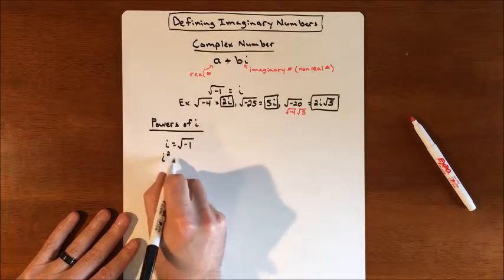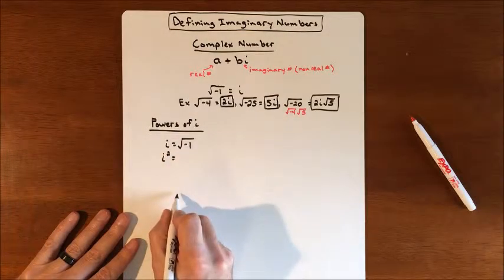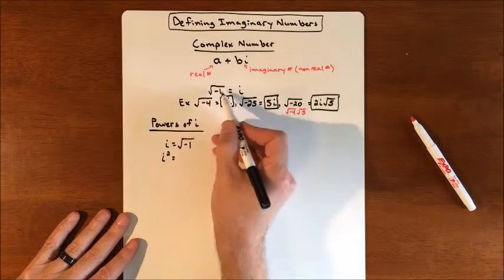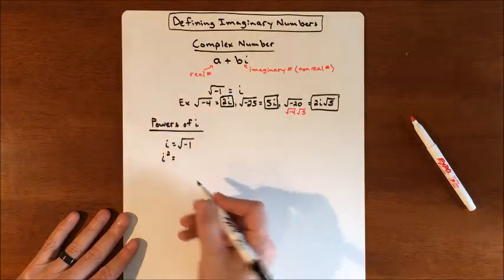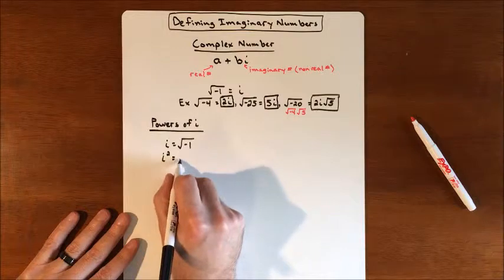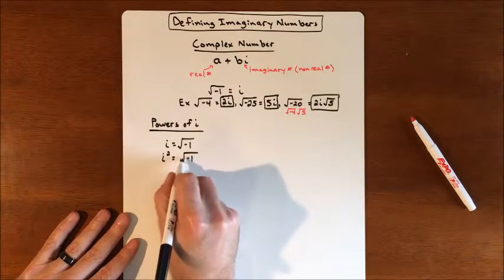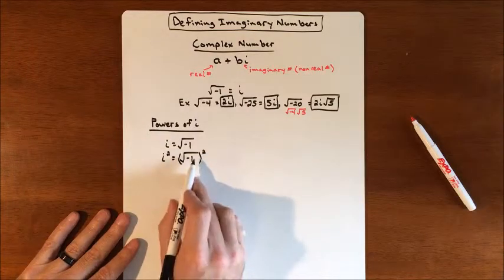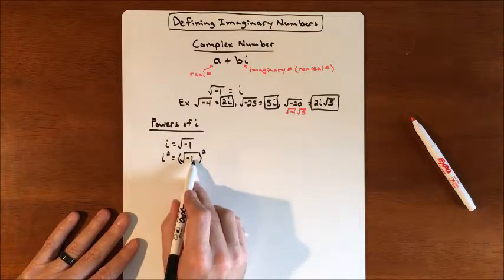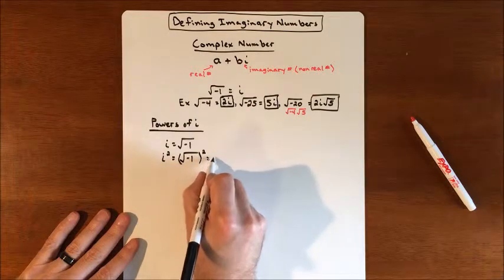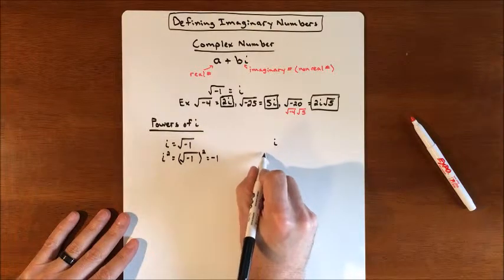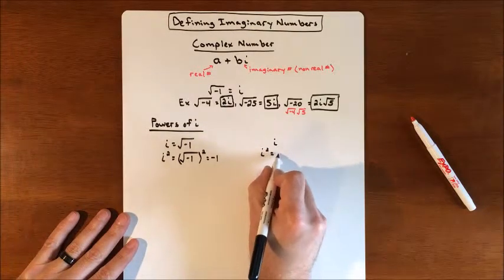But you can have multiple i's. So you can have i squared, which is really just an i times i. Well, because they represent an actual value, we can start to do some math with them. So i squared really is the square root of negative 1, squared. Square roots and squares cancel each other, leaves you with the base, which is negative 1. So we have i, and we have i squared equals negative 1.